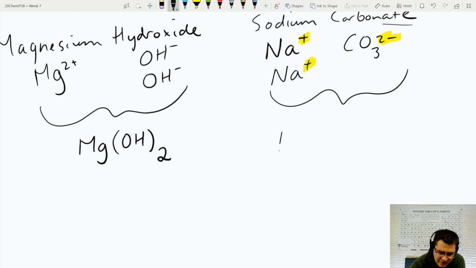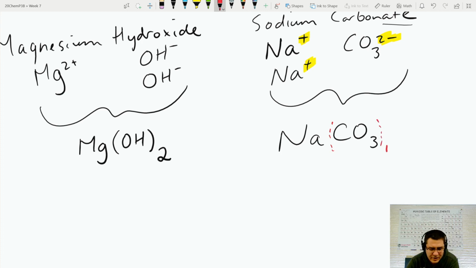So together, this is NaCO3. Now, I don't need parentheses around the carbonate because I only have one of them. There is a hidden set of parentheses with a hidden one around the carbonate, but because there's a single one, we just have chosen to leave it off. Just like here, there's one magnesium, but we don't write a 1, we just leave it alone. Oops, and I needed a 2, sorry. I think I erased something. Na2CO3. So Na2CO3 is sodium carbonate.